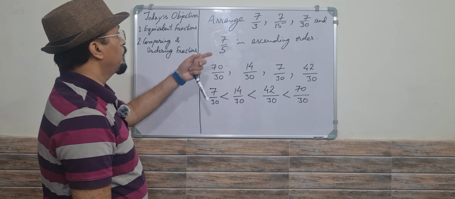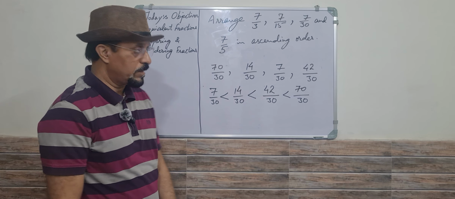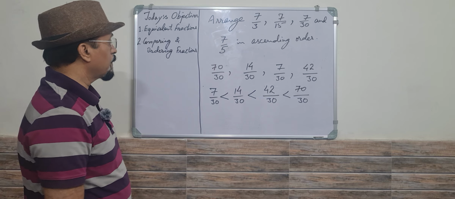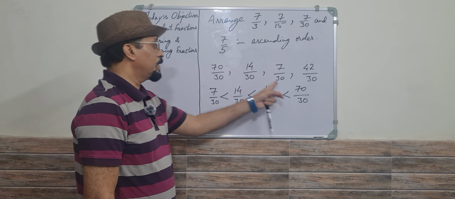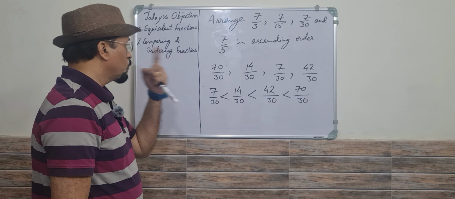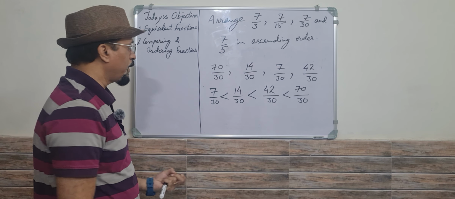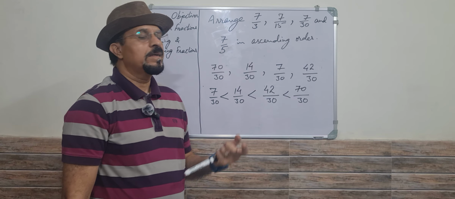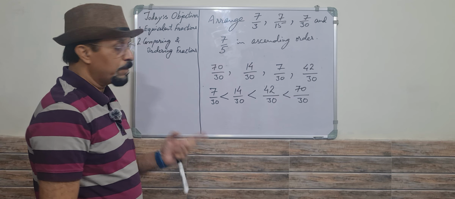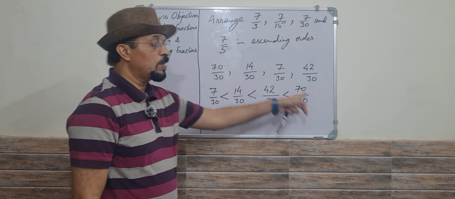And then we have learned the comparison of fractions and arranging them in ascending or descending order. And for that, we need to make their denominators equal. If the denominators are equal, then the numerators can be compared. The one having a smaller numerator is a smaller fraction, the one having the greater numerator is a greater fraction. But this comparison can only be done once we have achieved the denominators as equal.